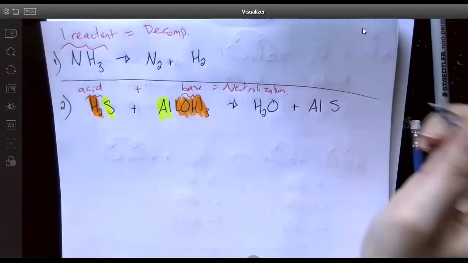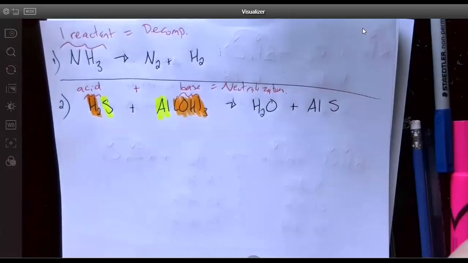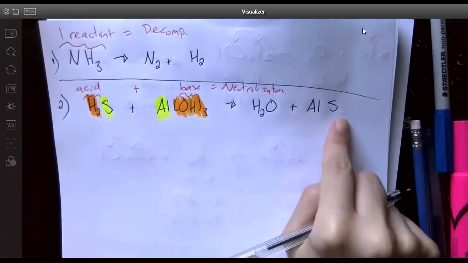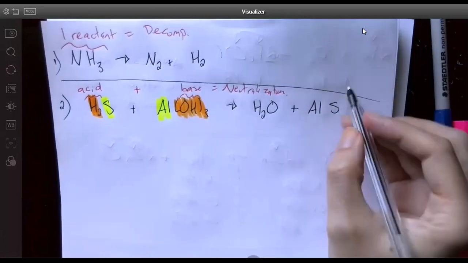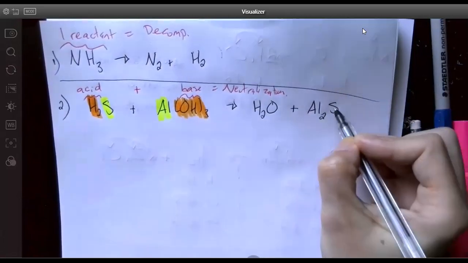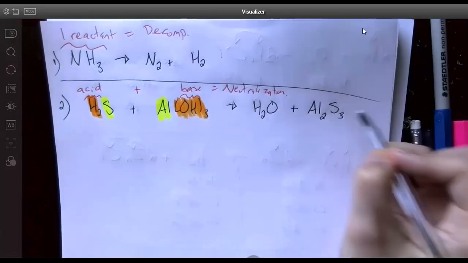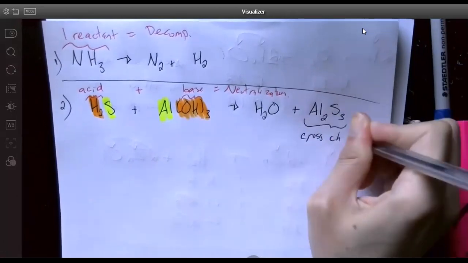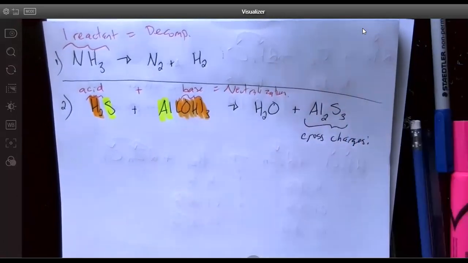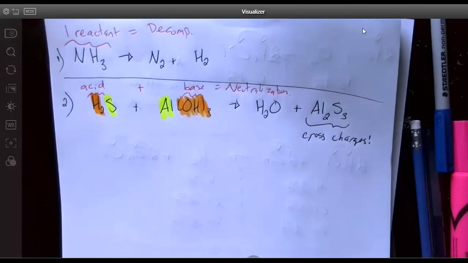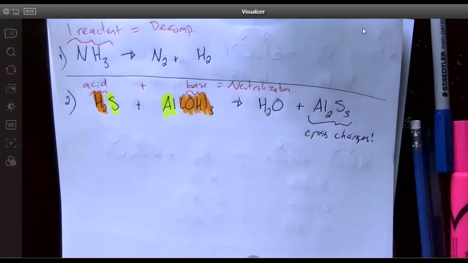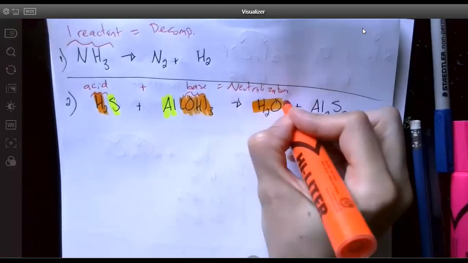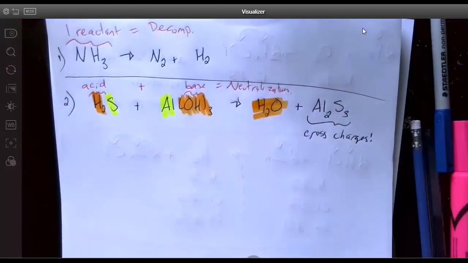So Al and S. And then you do still have to cross over your charges anytime you make an ionic compound. So we end up with Al2S3. Okay, so don't forget to cross your charges. That's an exclamation point. Okay, and then the water just comes from the H's and the OH's, the salt from our S and Al.